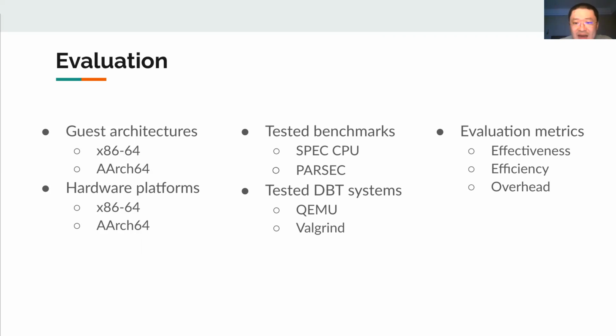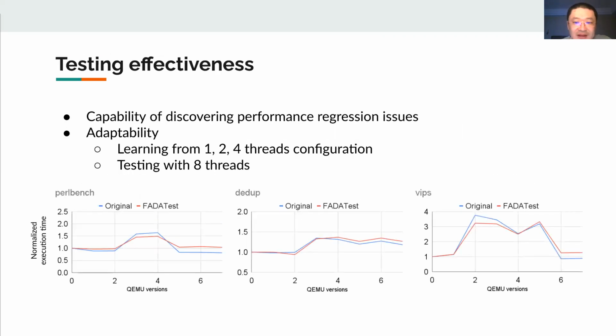Here, we would like to point out that the programs generated by FADATest are not limited to any particular DBT system. For example, in our evaluation, the generated programs are used to test two DBT systems, which are QEMU and Valgrind. Now, let's see some results. First, let's see the effectiveness.